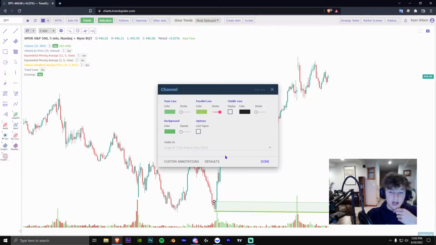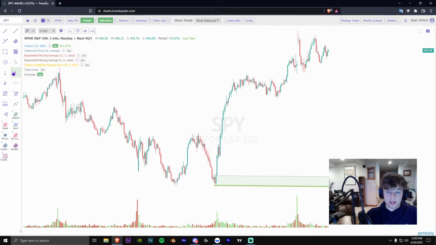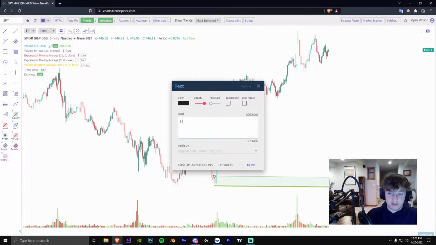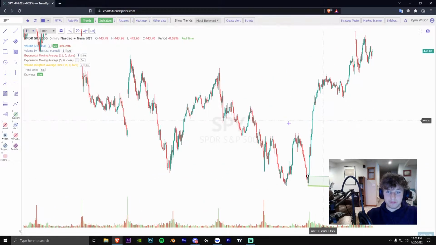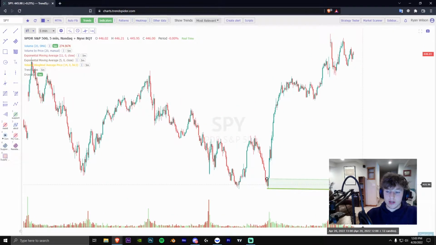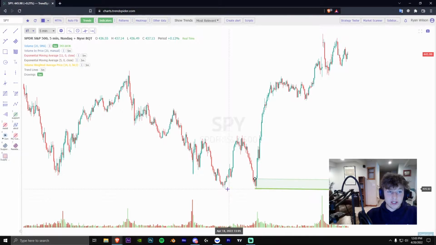So you could label this 5-minute demand zone, and you could just go to text and write 5-minute demand zone, or you could just remember it, but yeah, it's really good to keep the zone here. And as you can see, this was actually a previous support line as well, so it goes hand in hand with support from right here.